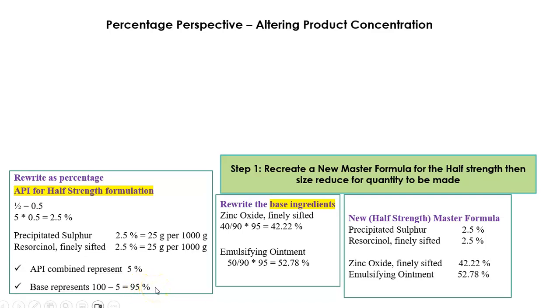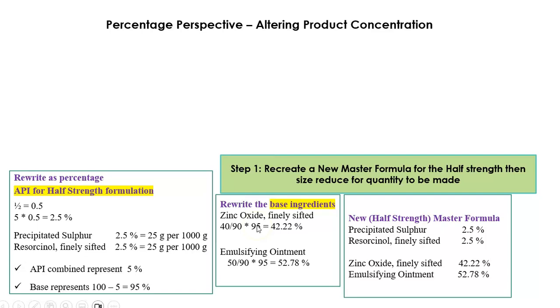of the recipe. How do we redistribute what we've taken from the API? Because to halve the formulation means we're removing API and we're reallocating the portions to the base ingredients. Now, let's look at this. The zinc oxide is a part of the base. The base in the original recipe adds up to 90. The base in the new formula adds up to 95.